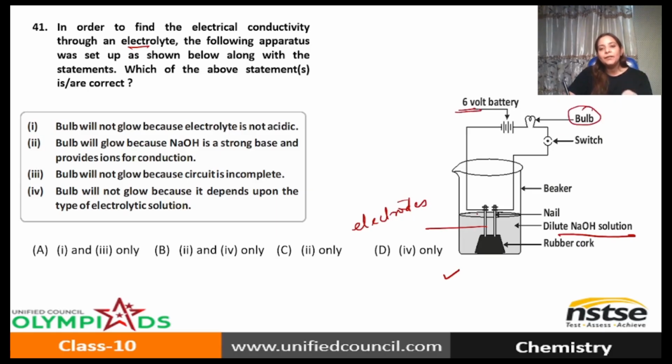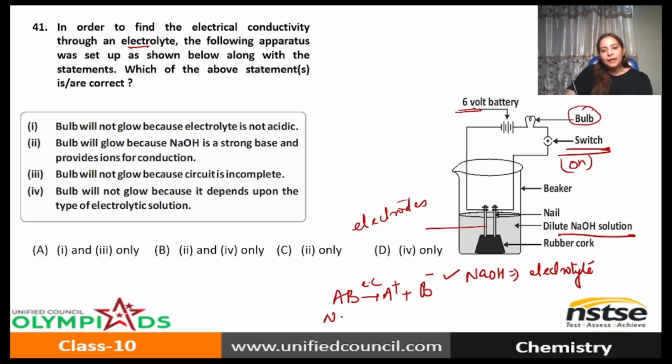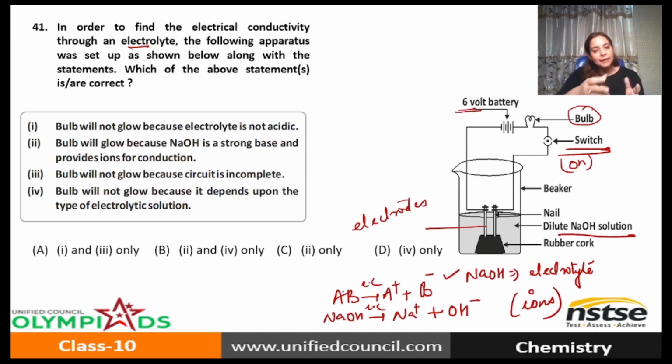It will glow only when the circuit gets completed and current flows. The switch is on. That means all the connections are proper and current is switched on. So this is what is present, and here NaOH acts as an electrolyte. An electrolyte is something which dissociates into ions on passing electric current. In the same way, NaOH is also able to dissociate on passing current, into Na positive and OH negative. Anything which dissociates on passing current possesses ions, and that is a good conductor of electricity, because ions are present for carrying current.